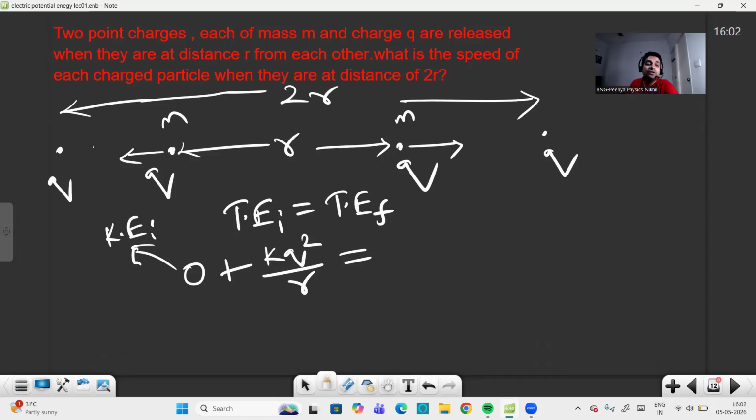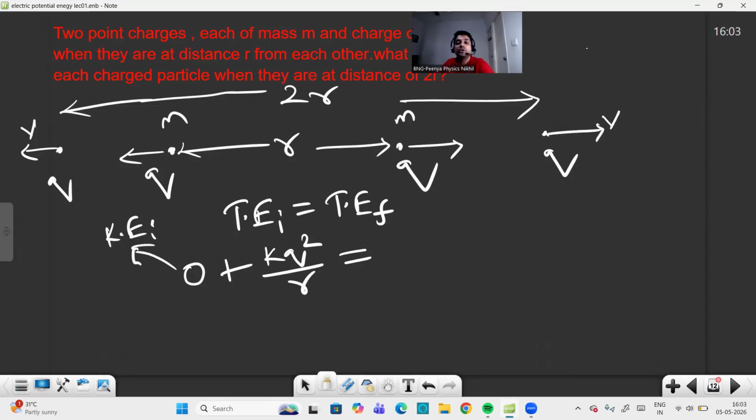Total energy final. So let their speeds be v and v. How did I get that both should be the same? You can use the conservation of momentum also. Their masses are the same. So initial momentum, because they are at rest, is 0. Final momentum is m into v1 plus m into v2. So m cancels, and we get v1 equals minus v2. It means the speed will be the same in opposite directions. Correct? So that's why I directly took v and v.